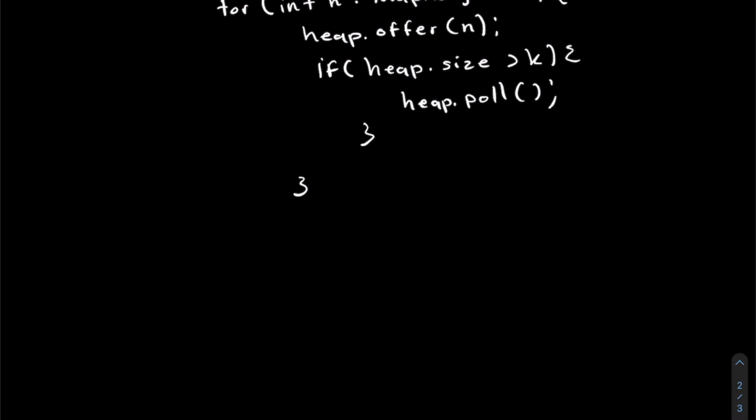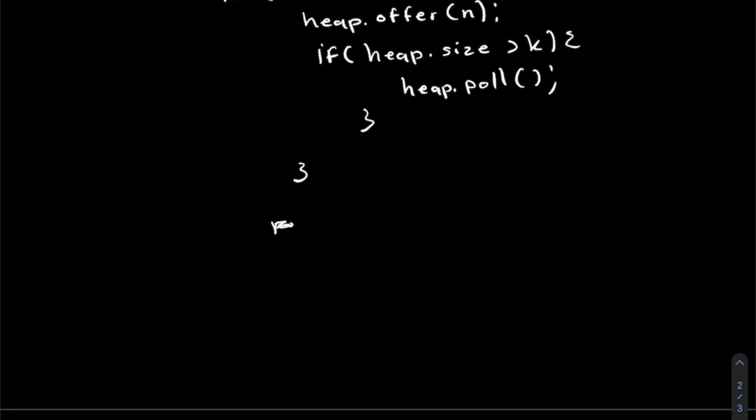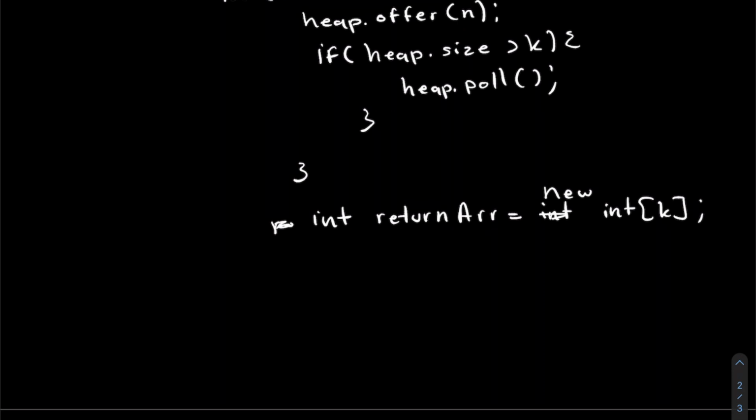Now all you have to do is create your return array. Here, I like to call my return array returnR. We're going to create a new int array of size K, because that's how many things we're returning, right? And then we're just going to loop through, for i < returnR.length.